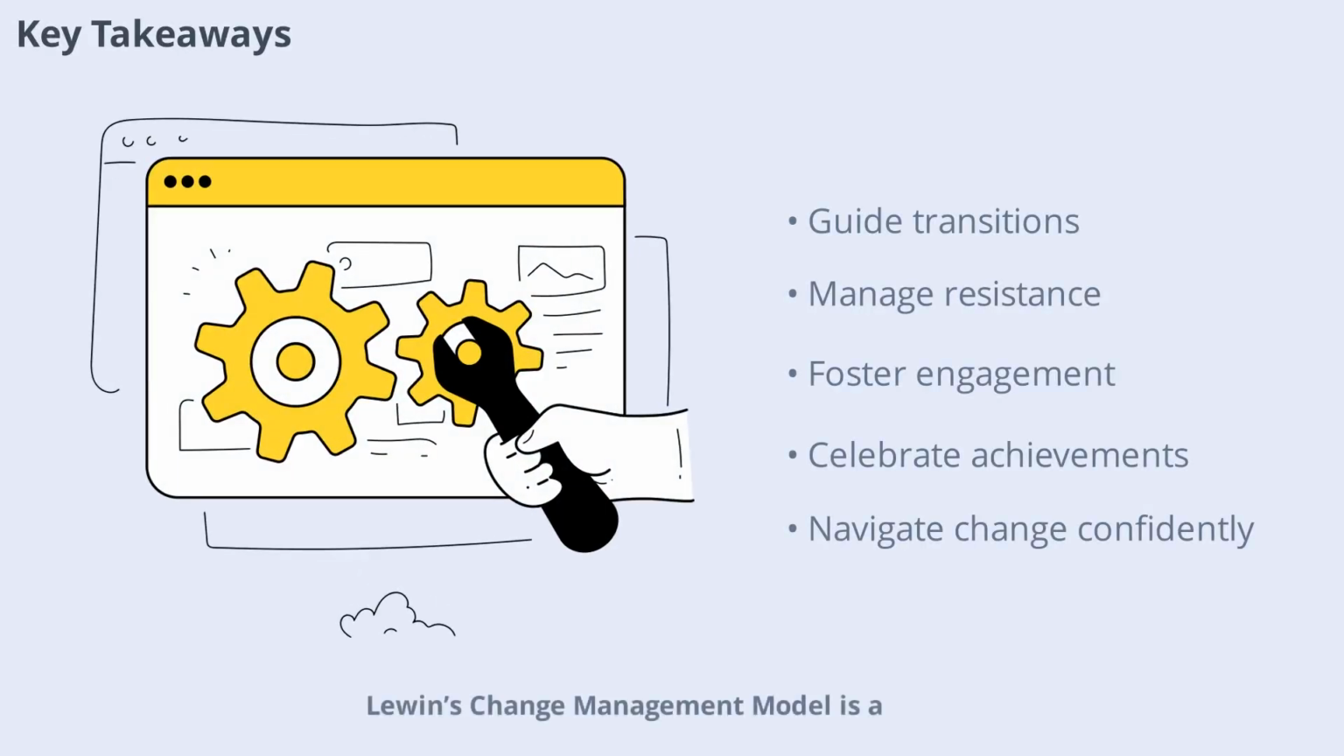Lewin's change management model is a powerful tool for guiding organizational transitions. By understanding and applying the three stages, unfreeze, change, and refreeze, leaders can manage resistance, foster engagement, and achieve lasting results. Remember to communicate clearly, provide training and support, and celebrate achievements along the way. With this structured approach, your organization can navigate change confidently and successfully.